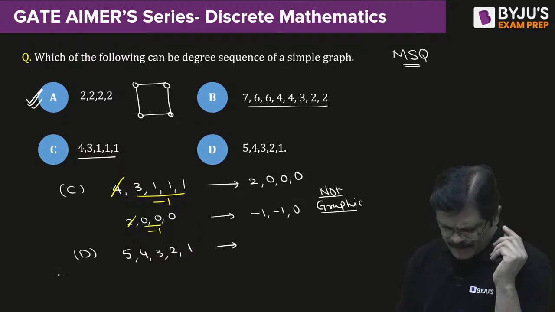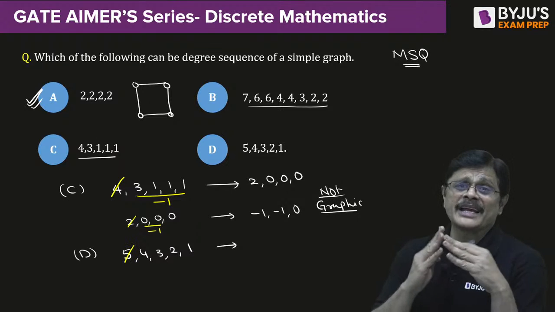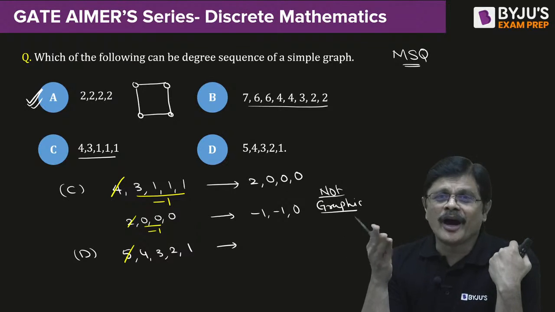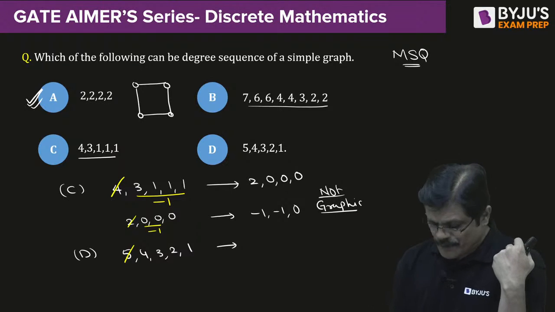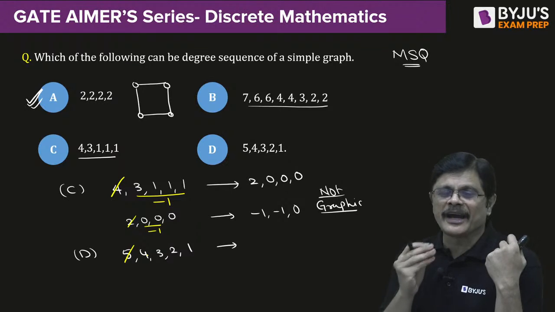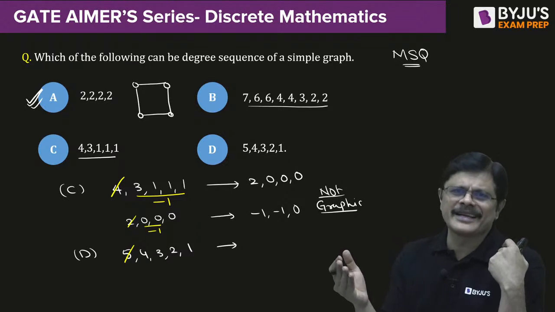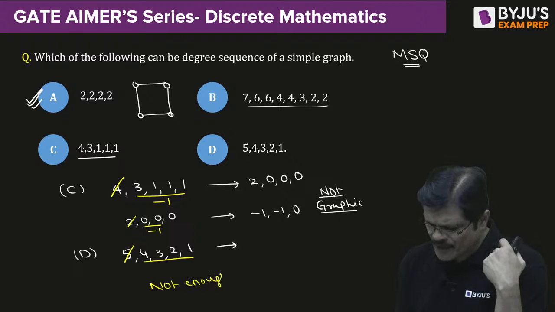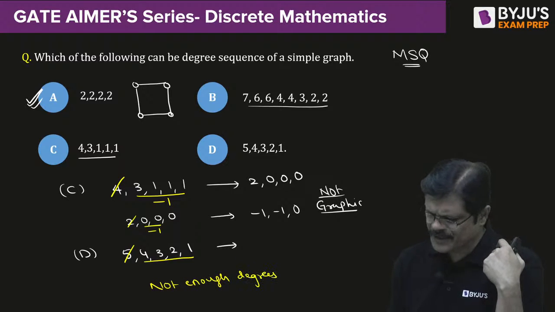What is highest degree, my dear friends? 5. From next to 5, you have to subtract 1. But there are no 5 degrees. We need 5 numbers or 5 degrees to subtract 1, but we are having only 4. That is what we call not enough degrees to perform the operation. Therefore, we say that it is not graphic.